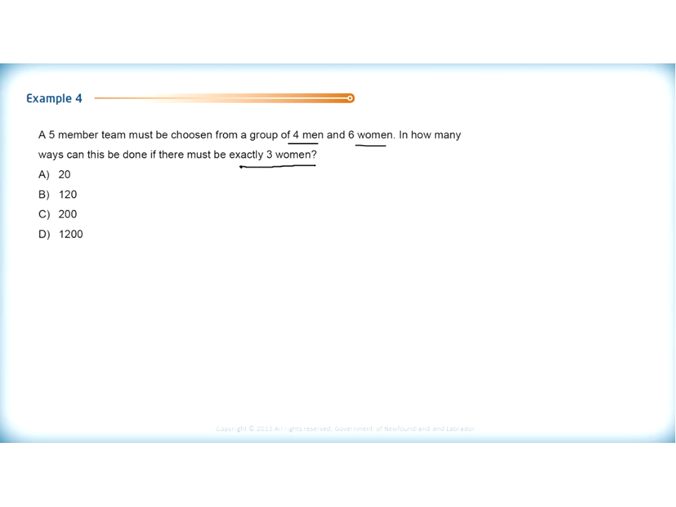Okay, here we go. We have to choose a 5-member team. The team must consist of 3 women, and there are 6 women to choose from. The person will choose 3 of those 6. Of course, it's a 5-member team, so they still have to choose 2 more members. The other 2 members must come from the 4 men in the group. So my solution is going to be C(6,3) times C(4,2).